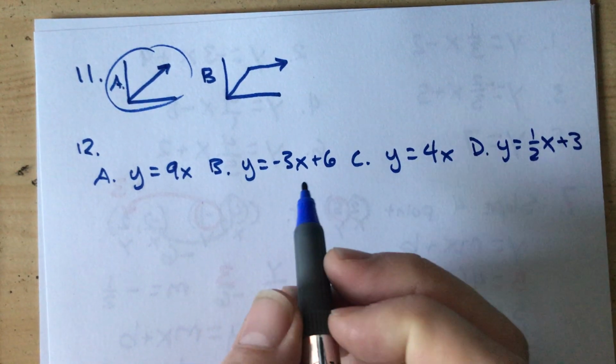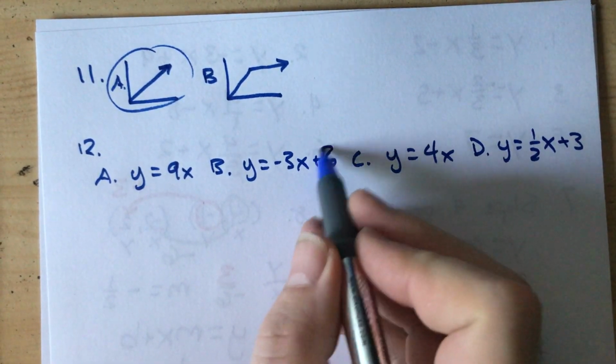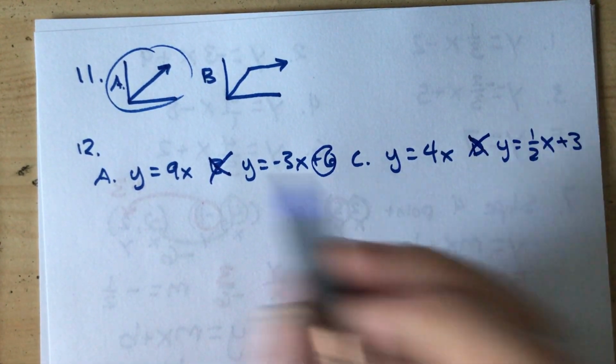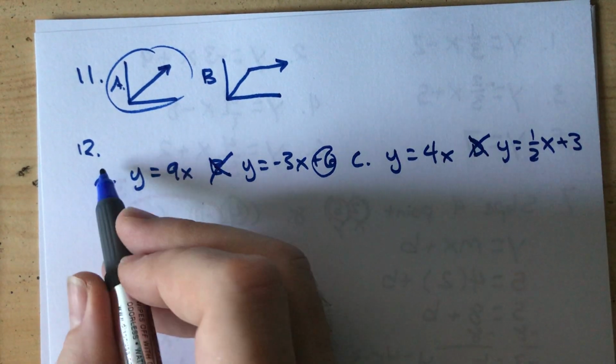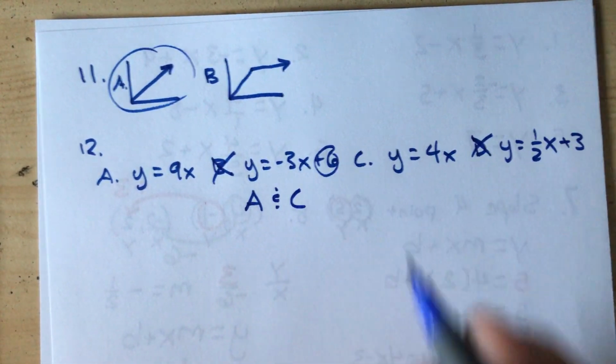Well, remember, proportional lines can't have a y-intercept. There's a y-intercept right there, so no, not B, and no, not D. Y equals 9x, y equals 4x, so there's two answers here. It's A and C.